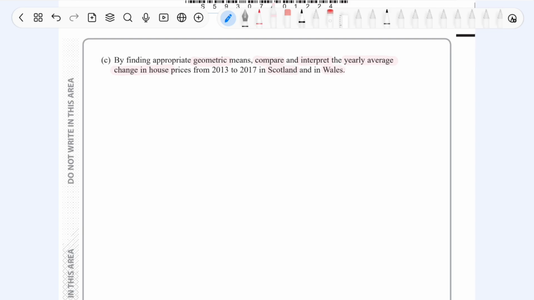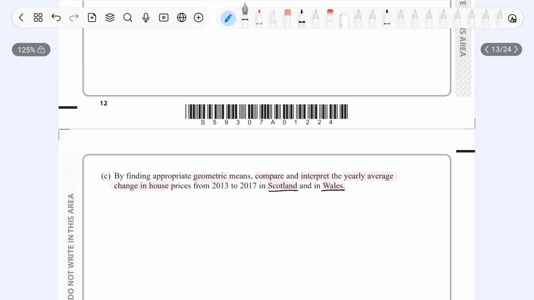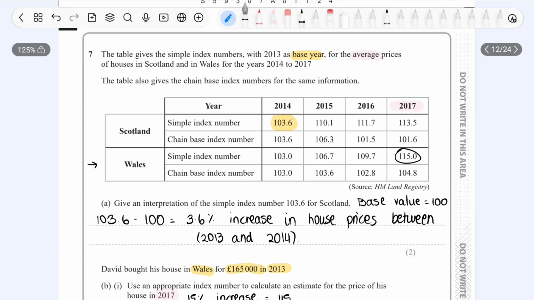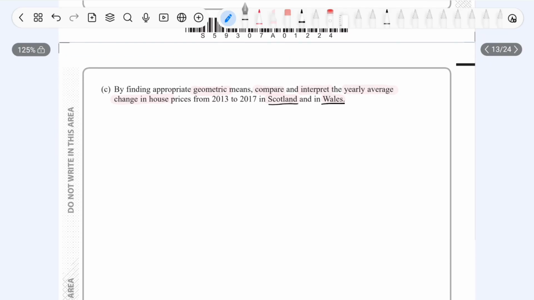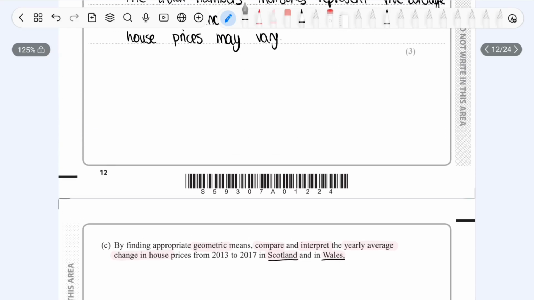So the two sentences pack a punch and have a lot of info that we need to digest. The first thing we need to look at is Scotland and Wales. So we're going to be looking at the table here and identifying Scotland and Wales. Now we've done this, we need to find the appropriate geometric means. Before I explain what a geometric mean is, we need to find which one this is for.